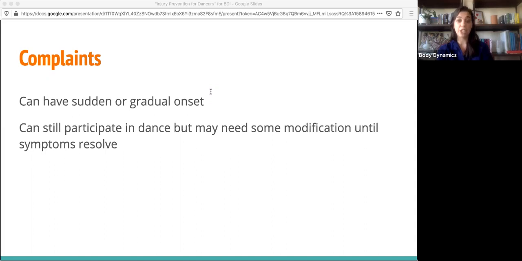You might feel like you need to modify the intensity of your activity. You might need to build some strength in other areas to offload that painful spot. These modifications might be limiting the amount you're jumping, or lowering your leg for your extensions, but generally you can continue dancing. If something persists more than a week, you might check in with a healthcare provider. PTs can offer more specific modifications for your dancing, specific to your complaint, and they can offer some exercises and self-care tips to help manage that.